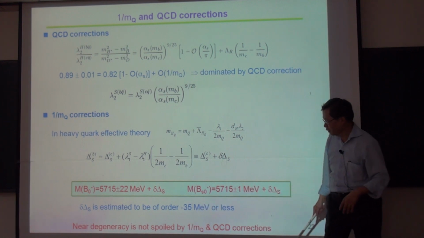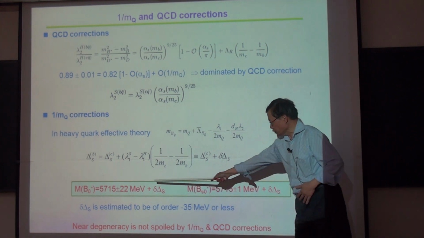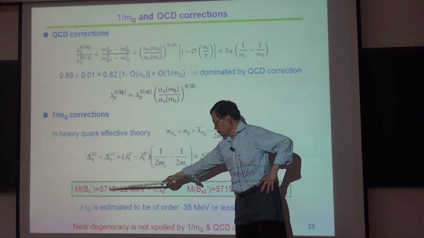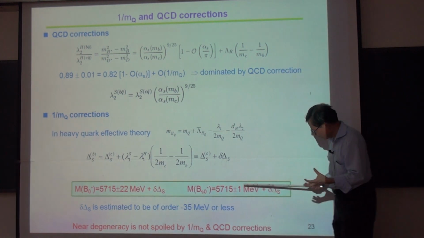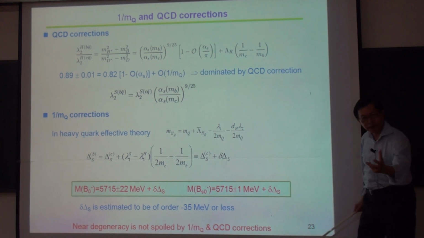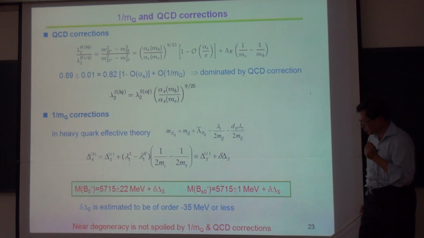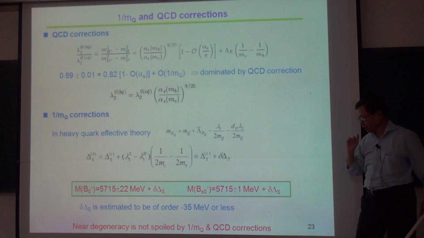So our final prediction for the mass of the D0 star is like 2357.5 MeV plus some large error bar, small error bar here. There is some 1/m correction, and it has to be negative. Unfortunately, I cannot say precisely how big it is, but the estimate is like -35 MeV. But anyway, no matter whether you consider the QCD correction or the 1/m correction, it will not spoil the near degeneracy.